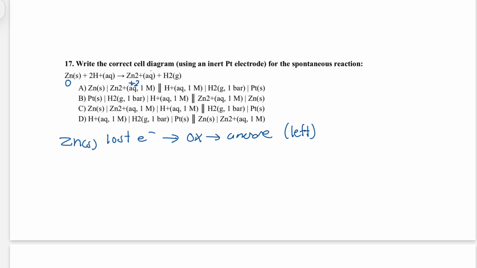And then we know that H has to be on the right. So remember that we write the electrode, which is a solid, on the very outside, and then inside we write the aqueous species, and then our cathode is on the right side. So we have H+ aqueous, H2 gas, and then when we have an inert electrode, we write that on the very right side with another bar separating it. So this is honestly just notation that you have to know. Once you learn it, it's very easy. And this matches option A.